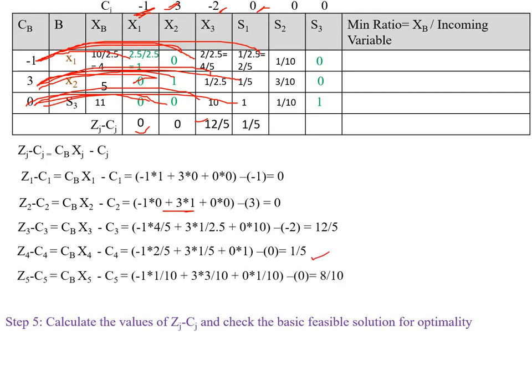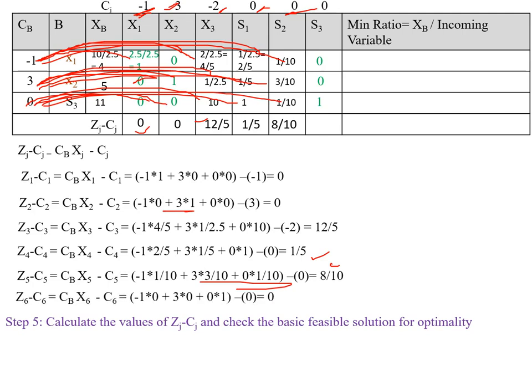And next one is Z5 minus C5, which is equal to minus 1 into 1 by 10, 3 into 3 by 10 plus 0 into 1 by 10 minus of 0. So this is the answer we will get, 8 by 10. So enter the 8 by 10 here. And the last one I have to determine is Z6 minus C6, which will become equal to minus 1 into 0 plus 3 into 0 plus 0 into 1 minus of 0. So we will get 0, enter the 0 here.